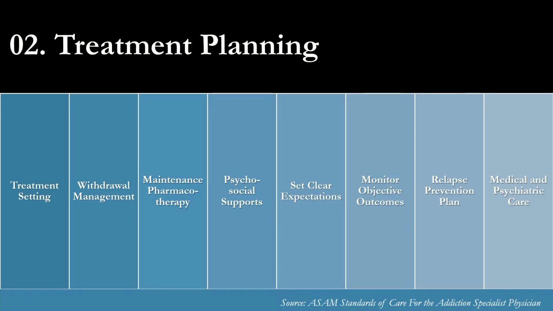The next is psychosocial supports. And by this, we really mean the spectrum of psychosocial services. And we'll discuss this in more detail. The next is relapse prevention plan. It's important to monitor objective outcomes, set clear expectations, and make sure that patients have access to high-quality medical and psychiatric care. Because really the patient requires a comprehensive approach to care, not just for their addiction, but also for their other conditions.